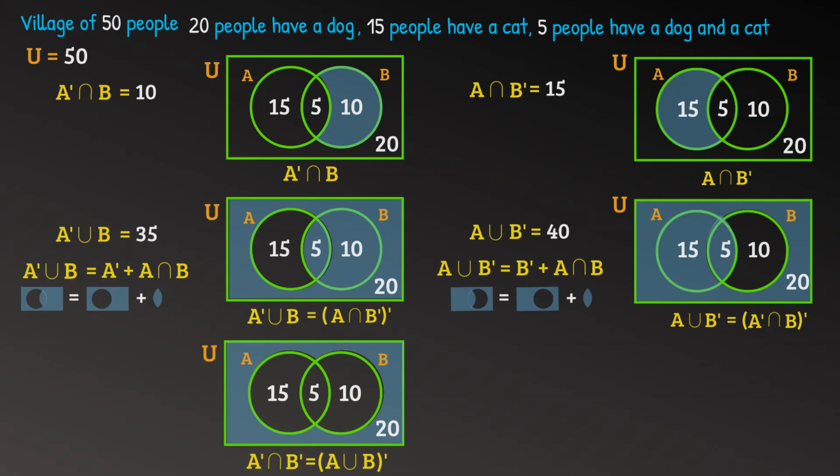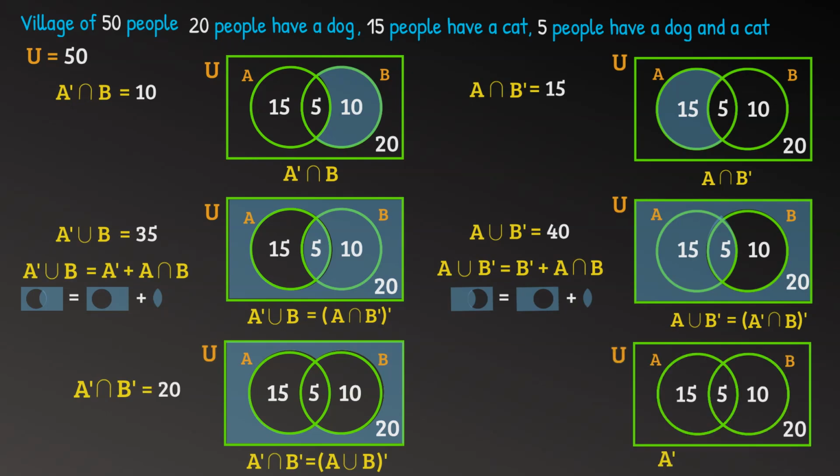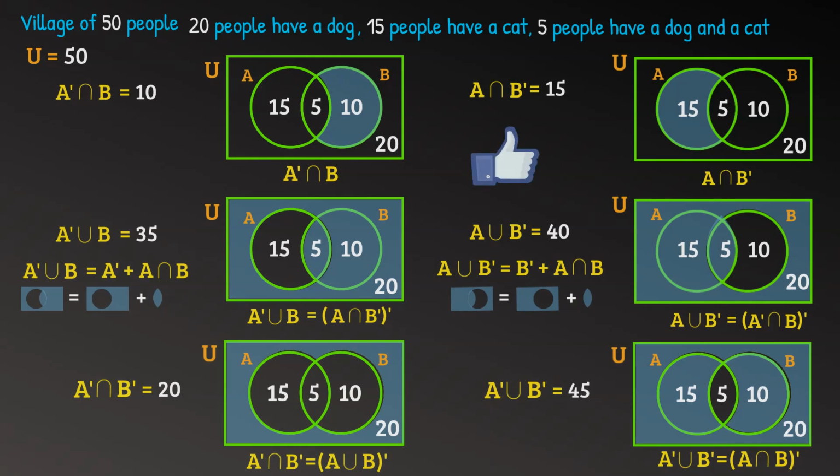And from looking at the diagram, we know that the value for A complement intersect B complement is 20. And A complement union B complement is this area because it's everything that is not in A plus everything that is not in B. And this can also be written as the complement of A intersect B. And by looking at the diagram, you can see that A complement union B complement is equal to 45.